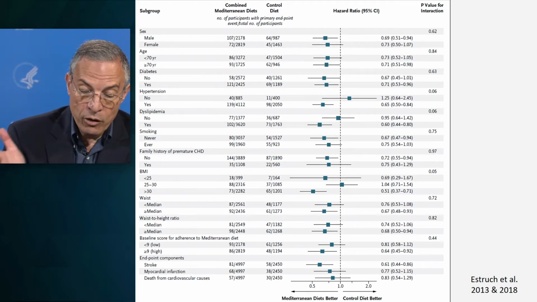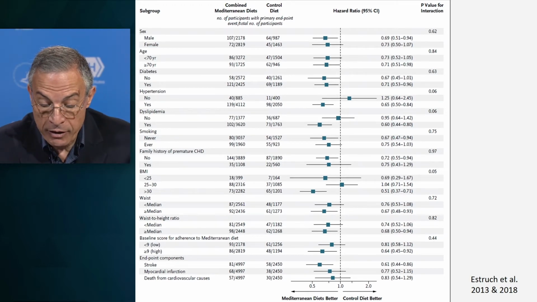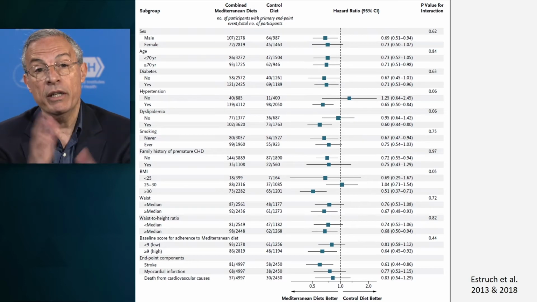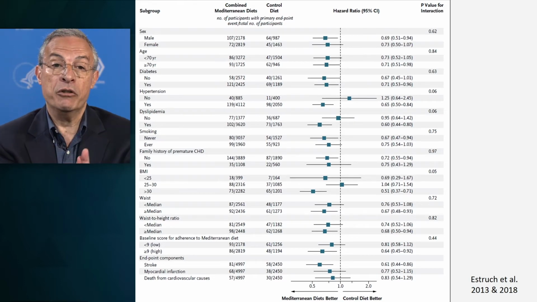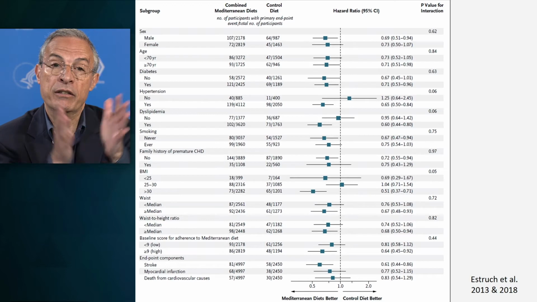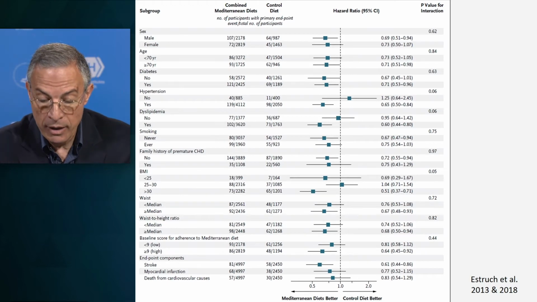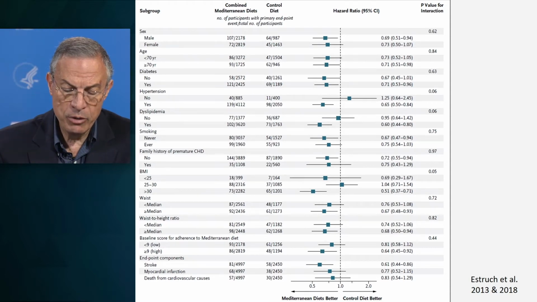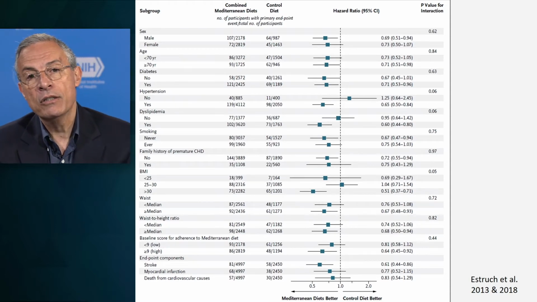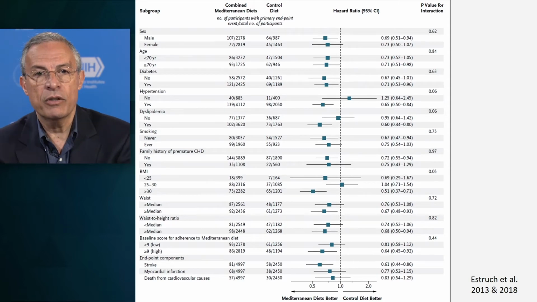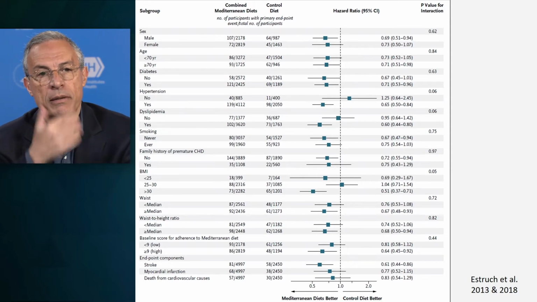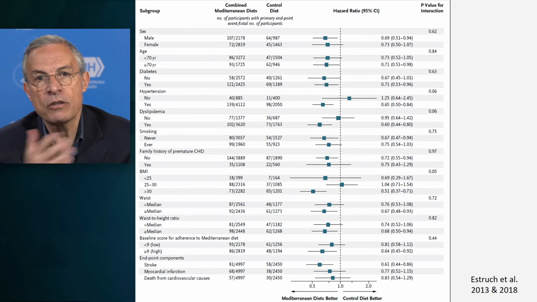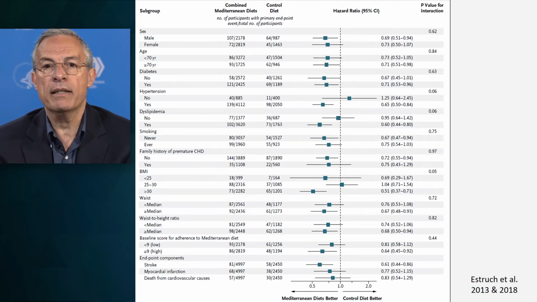And the overall hazard ratio for Mediterranean diets combined, so in this table, you see the combined Mediterranean diet. They put the two Mediterranean diets together versus the control, and the hazard ratio between the two was 0.71, the overall. And the p-value was 0.005. So that's kind of the context of the trial. But the reason I'm showing this slide is, of course, to talk about subgroup analysis.